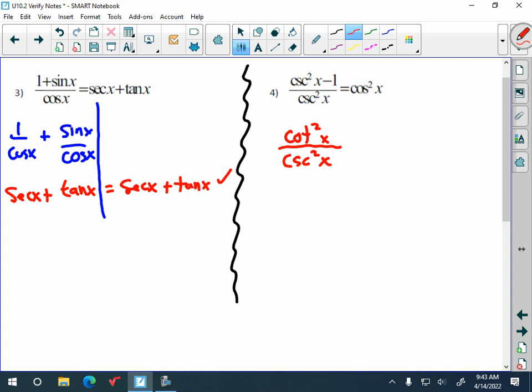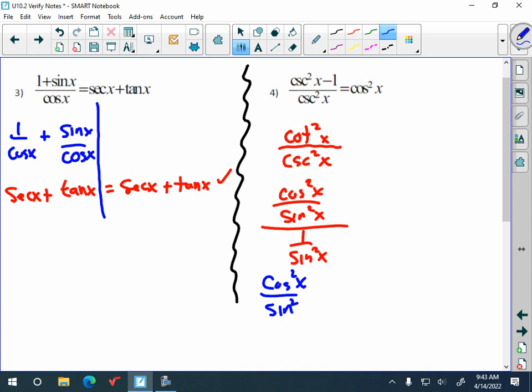All right, then I can change everything to sines and cosines. So cotangent squared, you could change that to cosine squared over sine squared. That's being divided by 1 over sine squared. So you have a complex fraction, cosine squared x over sine squared x times the reciprocal, and then you can cross out the sine squareds, and you get cosine squared equals cosine squared. So it's just a different method, and it still works. It's up to you which method you like, and to figure out which one works though.